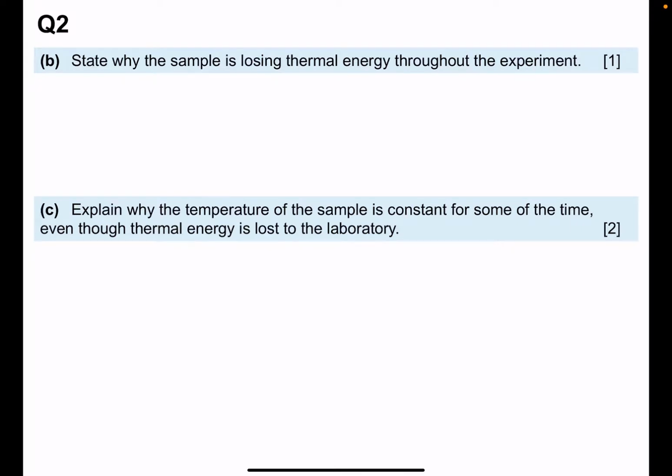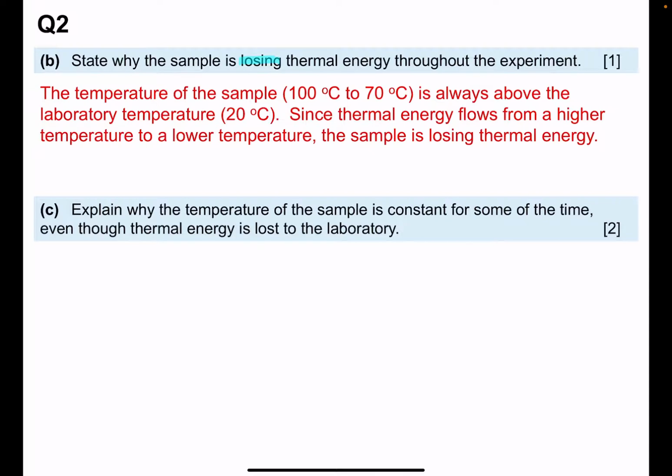Part B, state why the sample is losing thermal energy throughout the experiment. So the temperature of the sample is from 100 degrees Celsius to 70 degrees Celsius, and this temperature is consistently above the laboratory temperature of 20 degrees Celsius. And since thermal energy always flows from a higher temperature to a lower temperature, the sample is losing thermal energy throughout the experiment.